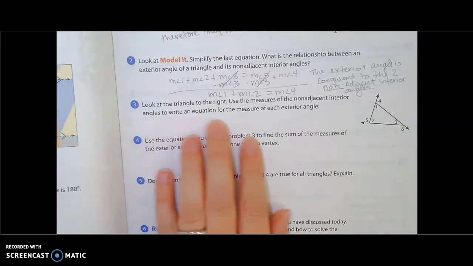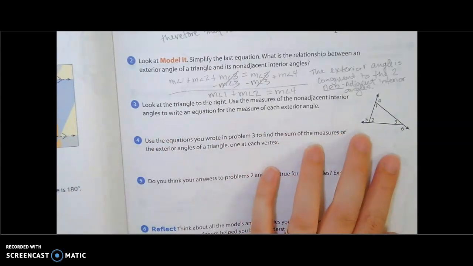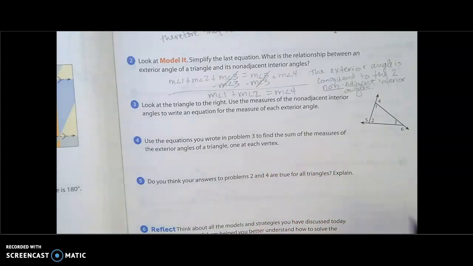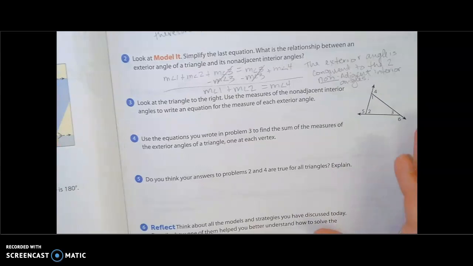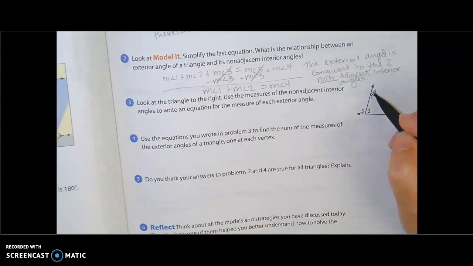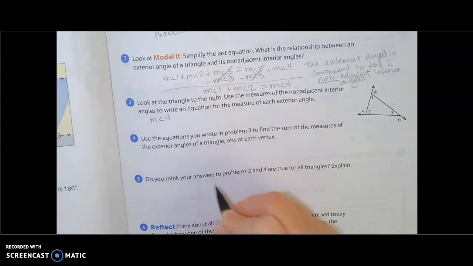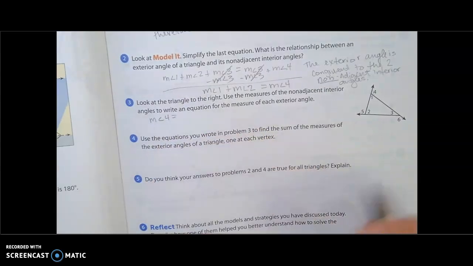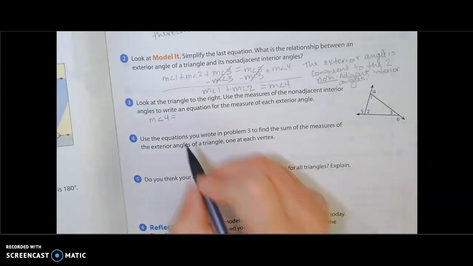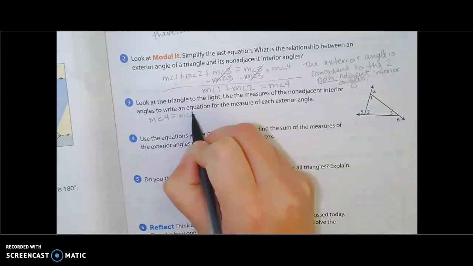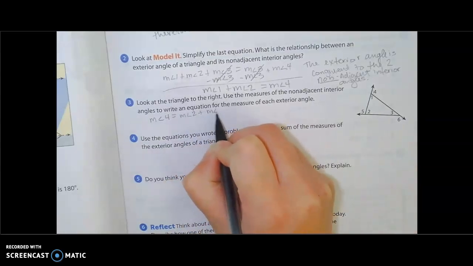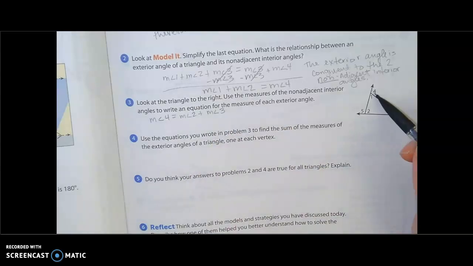All right, so number 3, look at the triangle at the right. Use the measures of the non-adjacent interior angles to write an equation with the measure for each exterior angle. And so the way that would be is like, here's 4, right? So the measure of angle 4 is going to equal the measure of angle 2 plus the measure of angle 3. Because there's 4, I'm not going to use 1, it's adjacent. 2 non-adjacent, 2 and 3.